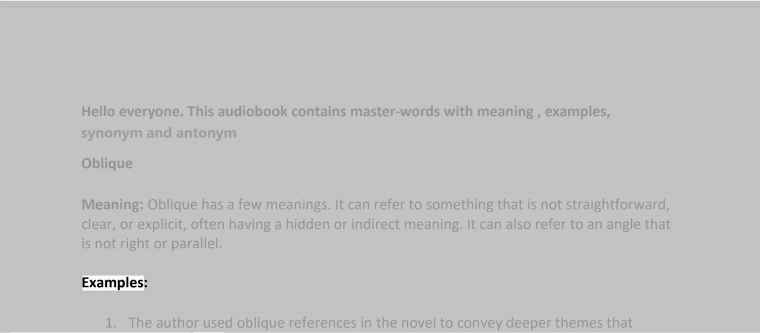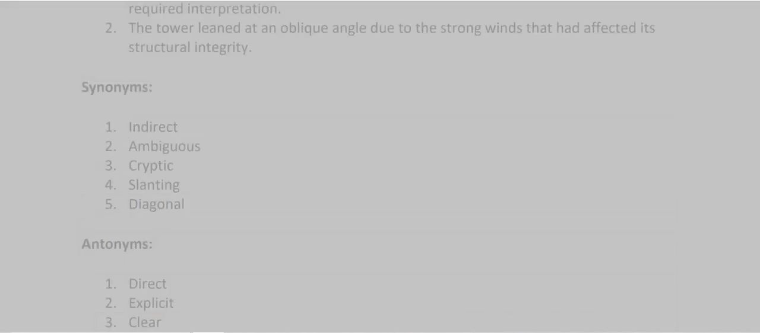Examples. 1. The author used oblique references in the novel to convey deeper themes that required interpretation. 2. The tower leaned at an oblique angle due to the strong winds that had affected its structural integrity.